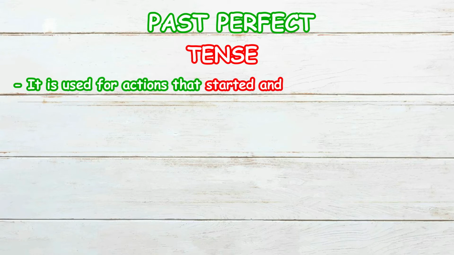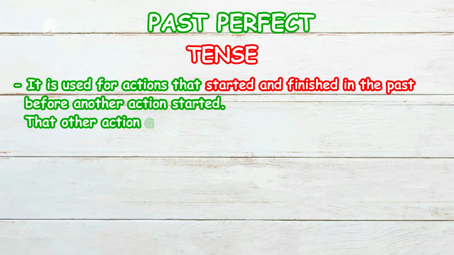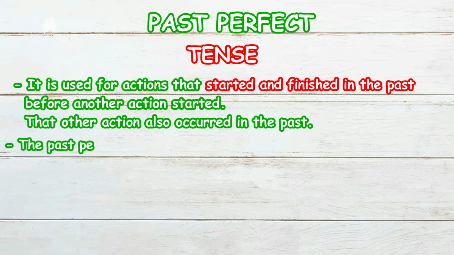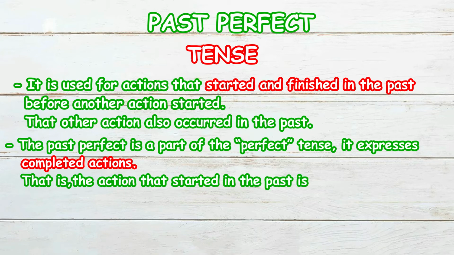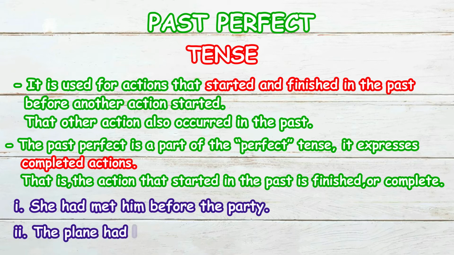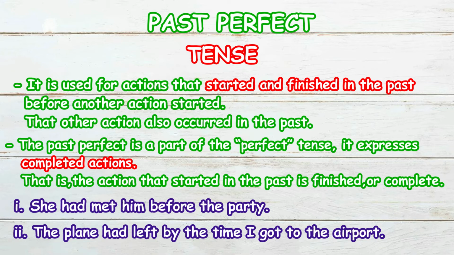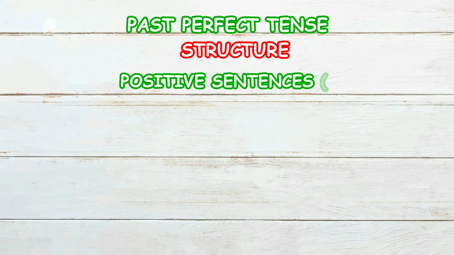It is used for actions that started and finished in the past before another action started, and that other action also occurred in the past. The past perfect is a part of the perfect tense. It expresses completed actions. That is, the action that started in the past is finished or complete. For example, she had met him before the party, or the plane had left by the time I got to the airport.